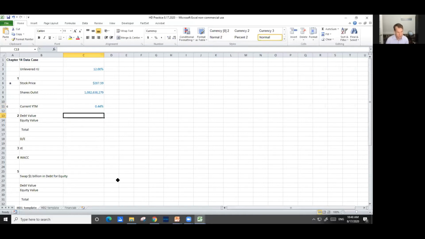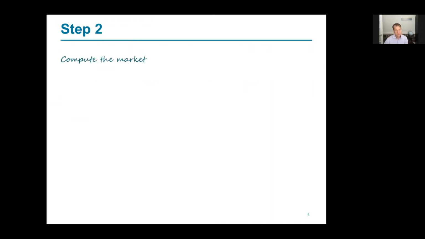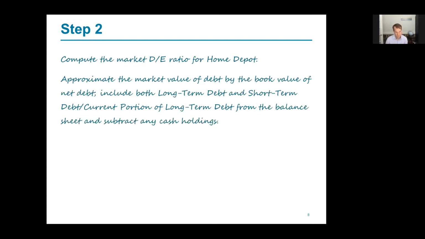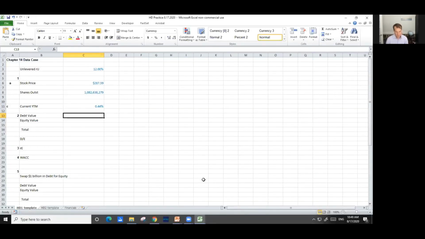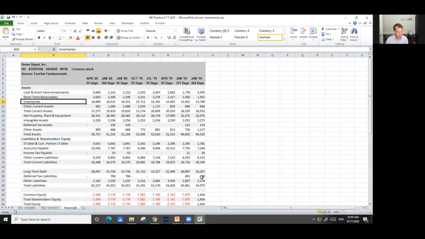Now let's go to step 2 quickly here and see what we're asked to do. So let's find debt value on the balance sheet. So I'll look at the latest balance sheet. It has been simplified and standardized for us a little bit. So I'll just highlight short-term debt or current portion of long-term debt and long-term debt. These are the values that we need.